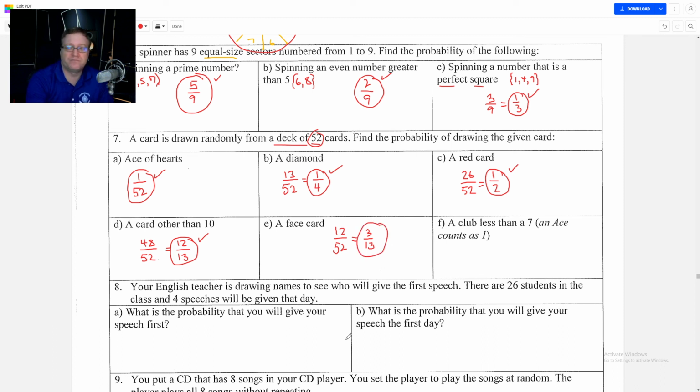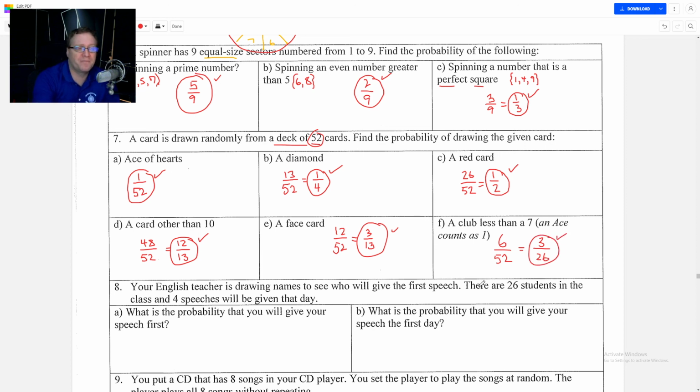All right. And then finally right here we have a club that is less than a 7. All right, so we are only interested in clubs. And how many clubs are less than 7? Well, it could be the ace of clubs, the 2, the 3, the 4, the 5, and the 6 of clubs. So there are 6 of them that are less than 7. There are 6 ways that we can get a club less than 7, and there are 52 possible outcomes. So it's 6 over 52, which is 3 over 26.